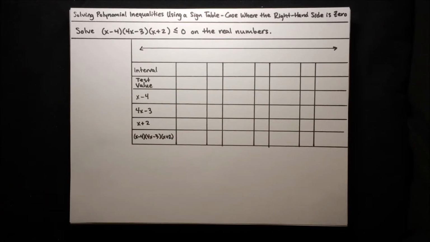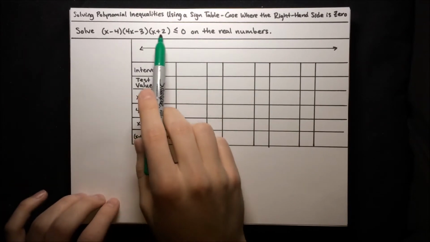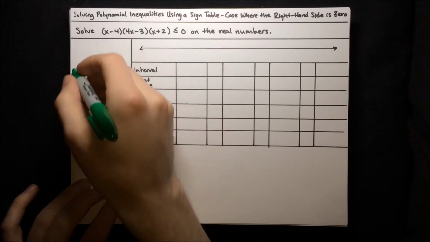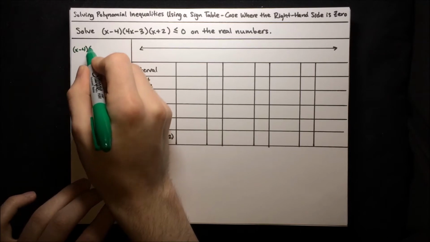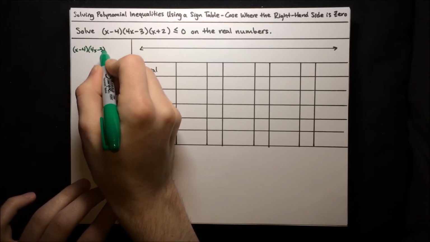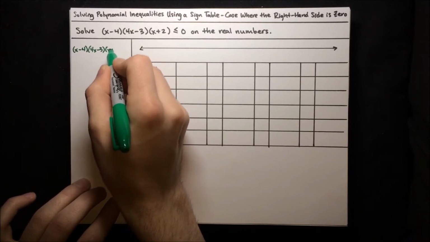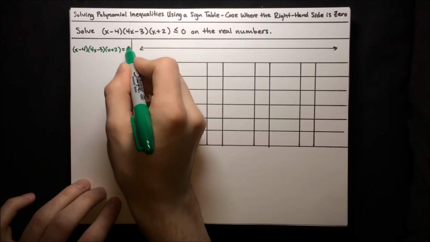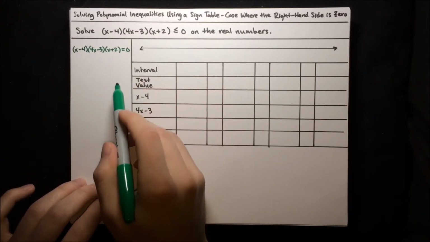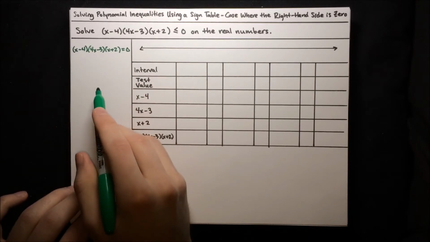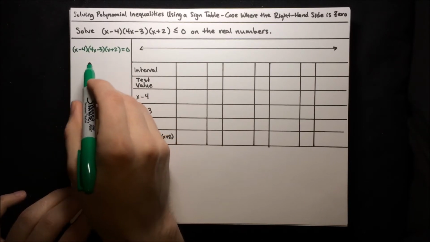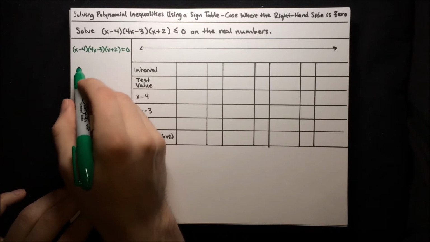So the way we start this off is by finding the roots of this polynomial. So it's like we're solving the equation (x - 4)(4x - 3)(x + 2) equals 0. So forget about the inequality for a second. Just imagine it is equality. And what are the solutions to this equation? Well, each factor corresponds to a solution according to the zero product property.